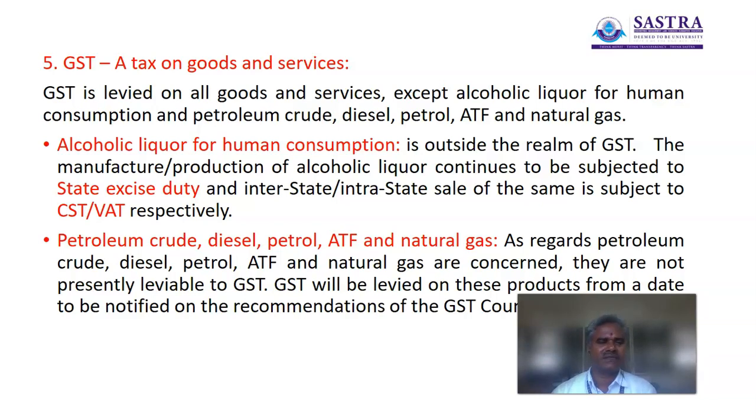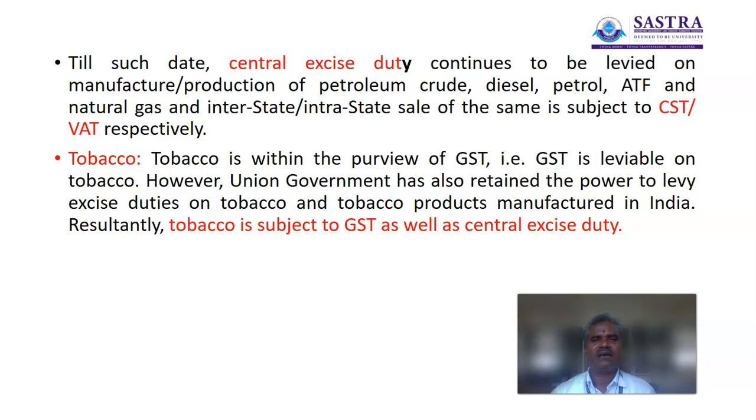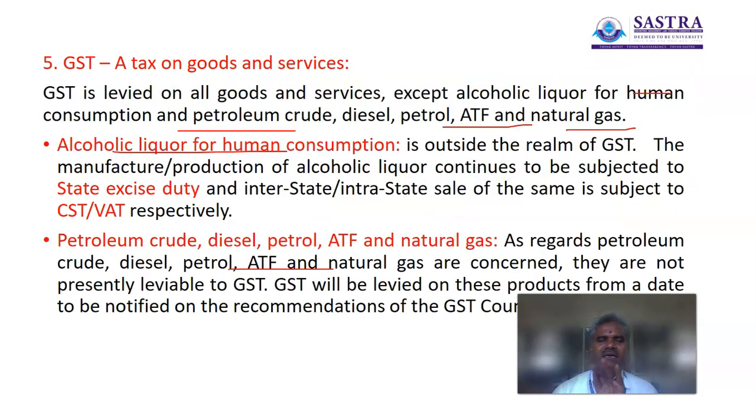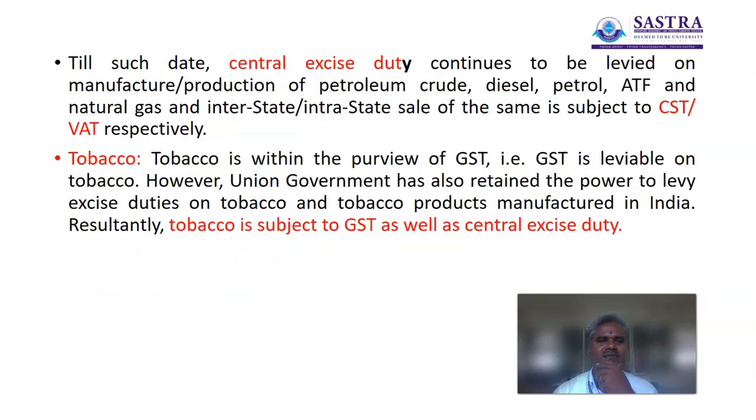GST is a tax on goods and services, but we have not levied GST on the following: alcoholic liquor for human consumption, and crude oil, diesel, petrol, aviation turbine fuel, and natural gas. Okay, but they are not exempted. It is under consideration. When the government decides, they may charge GST for that.